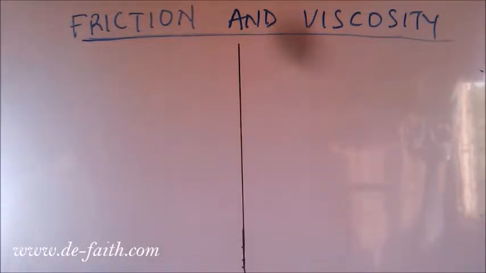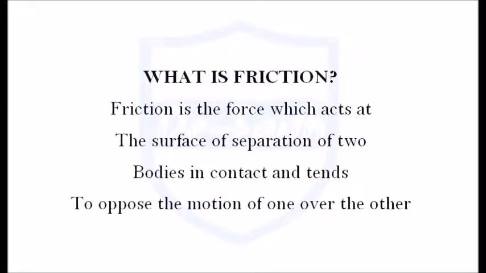So what is friction about? Friction is a force that acts at the surface of separation of two bodies in contact and tends to oppose the motion of one over the other.